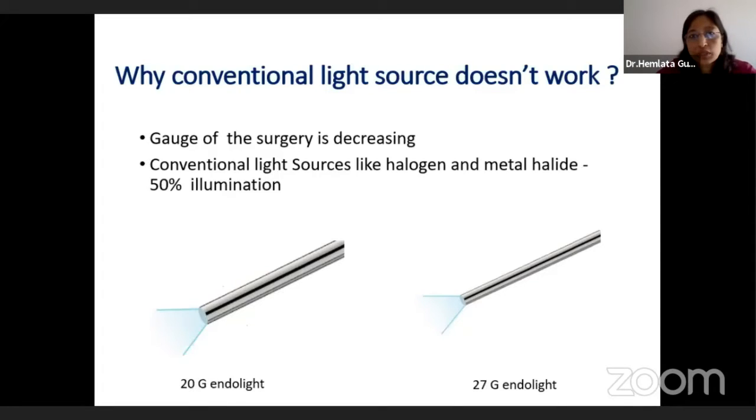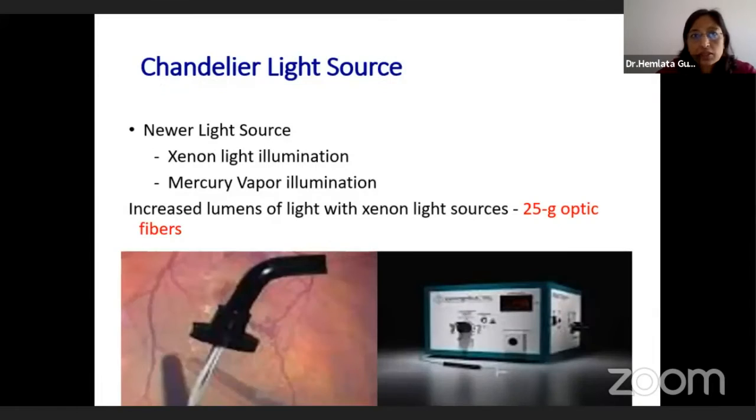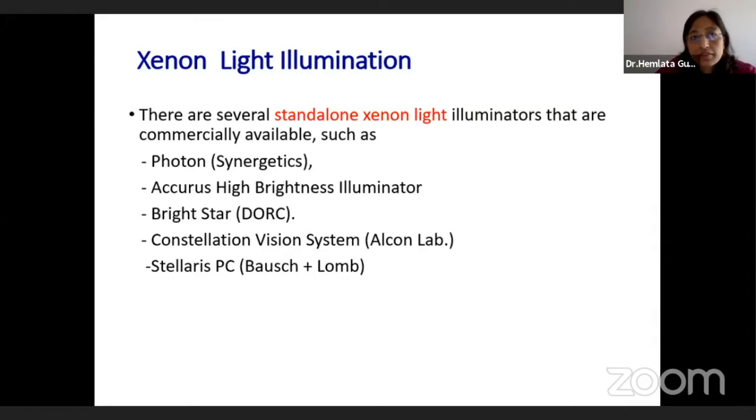To compensate for this decrease in illumination, certain new light sources were introduced, like xenon or mercury vapor illumination. The increased lumens of light with the xenon light sources were substantial. Even with 25 gauge or 27 gauge optic fiber, we could achieve illumination much brighter than with a 20 gauge fiber. There are several standalone xenon light illuminators that are commercially available. We here at Center for Sight are using Photon by Synergistic.